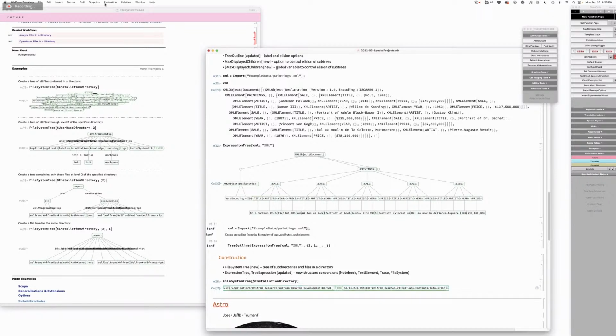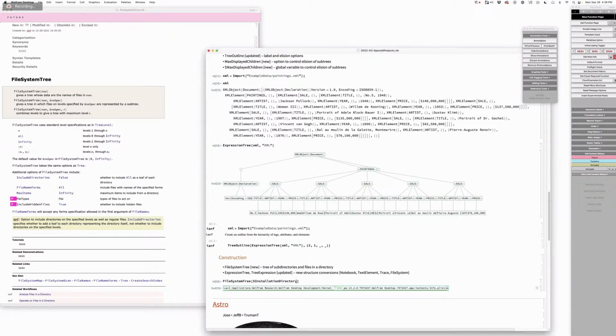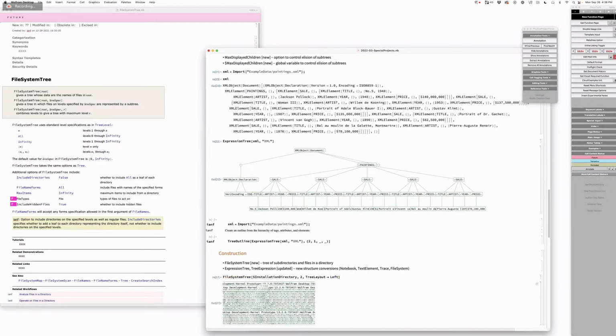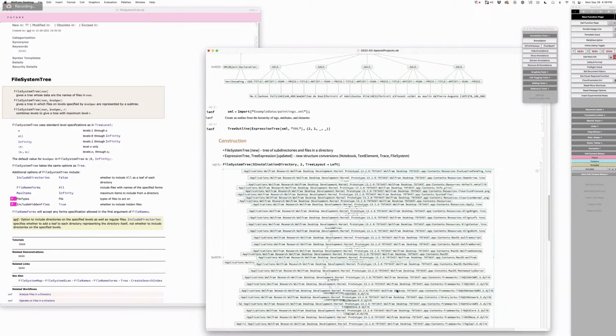Okay, but if I say file system tree and let's say I go to 2 levels here. Okay, that looks like a mess. What do I do to see something reasonable here? Try tree layout goes to left. This isn't great. And also do tree element label function.